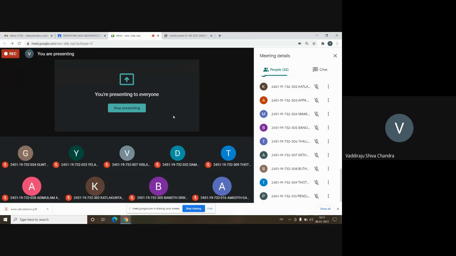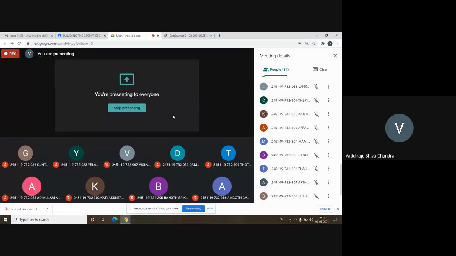I hope you are all aware of the equations used to calculate the area of a triangle. Can you tell me some equations? When triangles are given, how do we calculate the areas? Half into AB into sin C. That is half into 2 sides multiplied by the sine of the included angle. Okay. Any other equation?